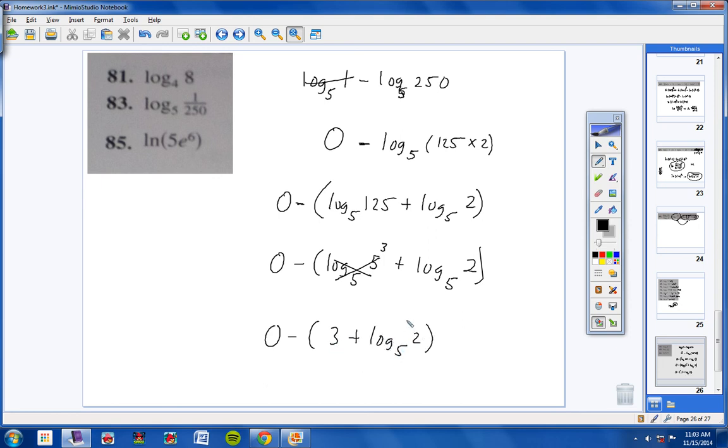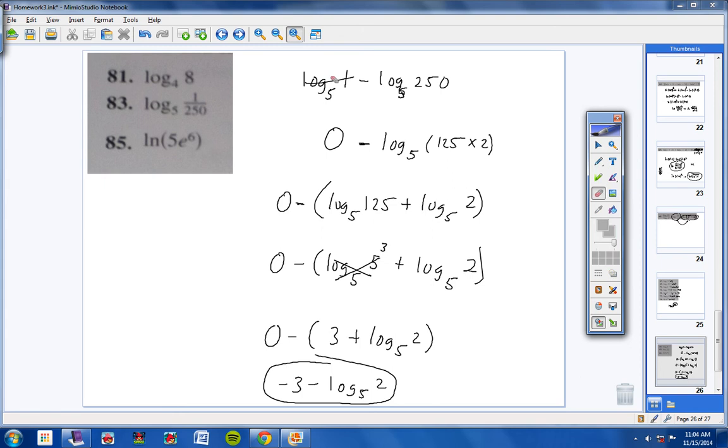Now there's nothing you can do with this. So now take your negative sign and multiply it through. 0 minus 3 minus log base 5 of 2. And we don't need the 0, obviously. So 0's gone, and there's your answer. Let me check the back of the book to make sure that's right. And I do apologize for the confusion there on that one. Yes, that is correct. All right, number 85.